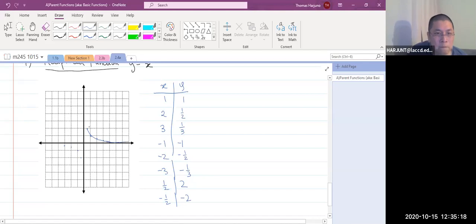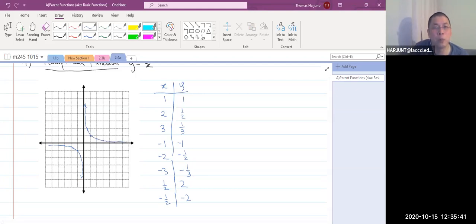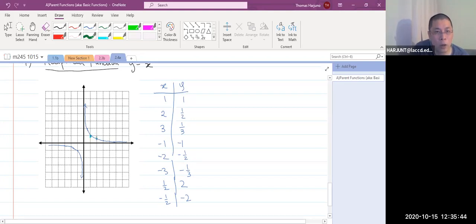That's what it looks like. It's not supposed to touch the x-axis. So the important coordinates here are 1, 1; 2, 1/2; 3, 1/3; 1/2, 2; -1, -1; -2, -1/2; -3, -1/3; -1/2, -2. Those are the important coordinates.